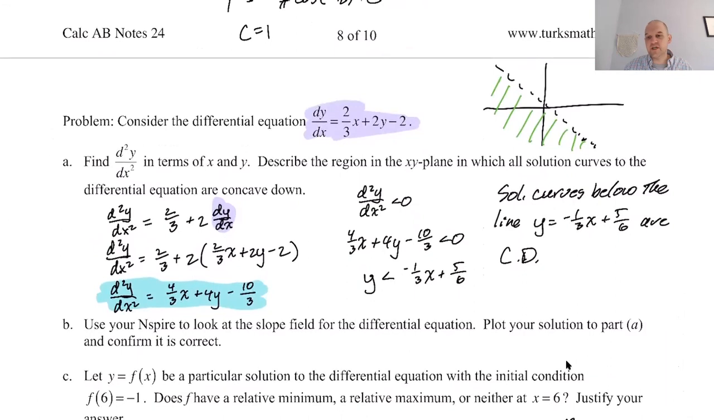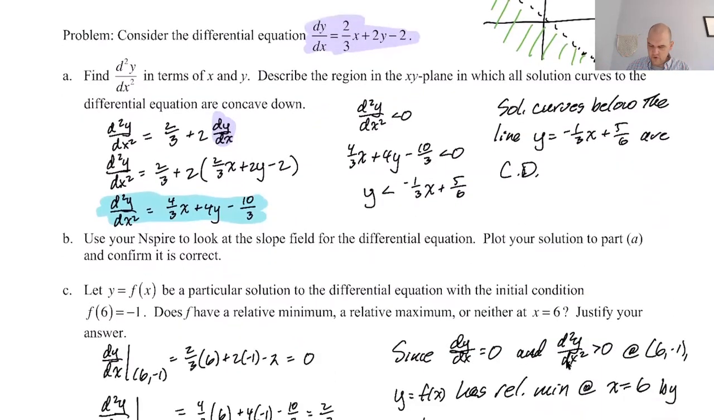It's actually a general principle that for this type, where dy dx equals the standard form of a line, ax plus by plus c, there's always going to be a line that cuts that slope field in half. You get some concave up solutions, some concave down. You're either going to get one type with relative maximums or one type with relative minimums, but not both. It's a pattern. And the more you do, the more you see.